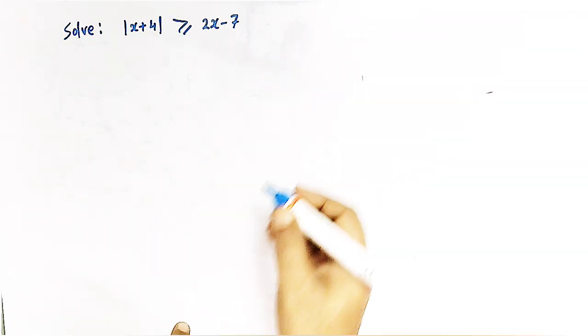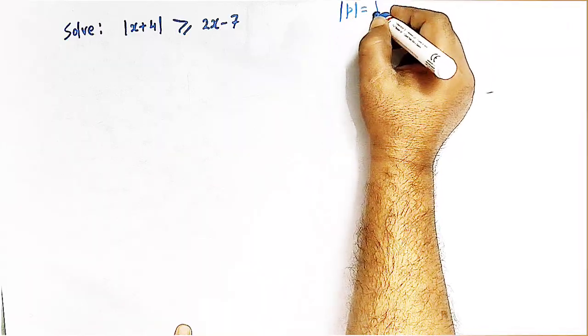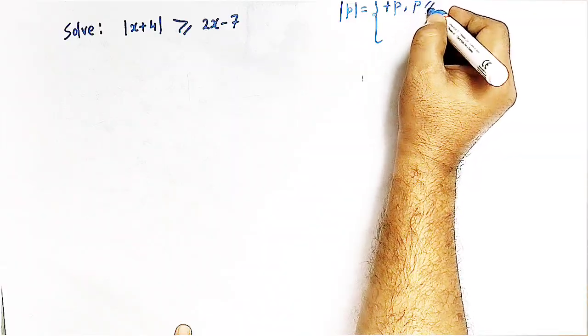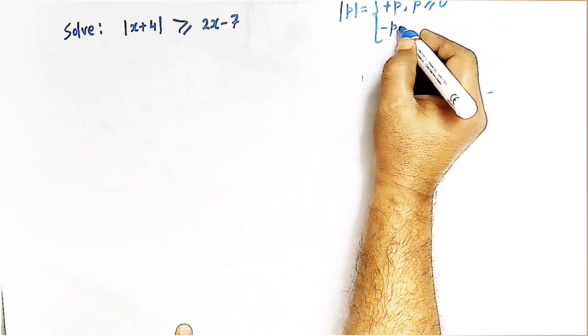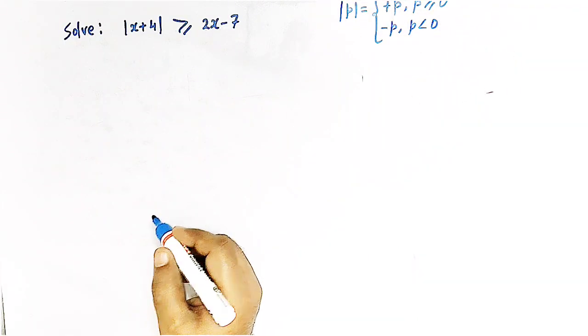So let us start and let us first define modulus function. So now we can define a mod function. So mod of p is defined as positive p whenever p is greater than or equal to 0, and mod of p is equal to negative p when p is less than 0, right?